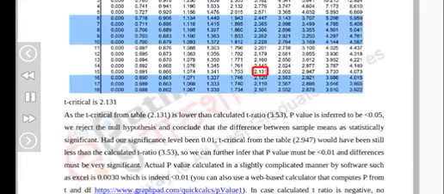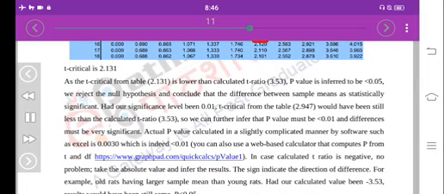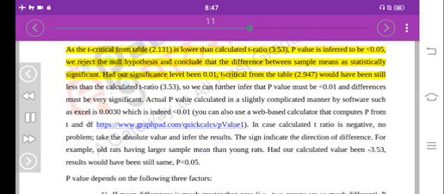11. Statistical applications in environmental sciences. T-critical is 2.131. As the t-critical from the table, 2.131, is lower than the calculated t-ratio, 3.53, the p-value is inferred to be less than 0.05, so we reject the null hypothesis and conclude that the difference between sample means is statistically significant. Had our significance level been 0.01, the t-critical from the table, 2.947, would have been still less than the calculated t-ratio, 3.53, so we can further infer that the p-value must be less than 0.01 and the differences must be very significant.